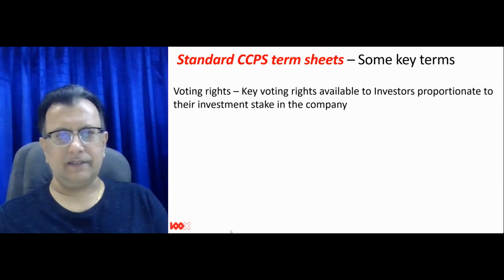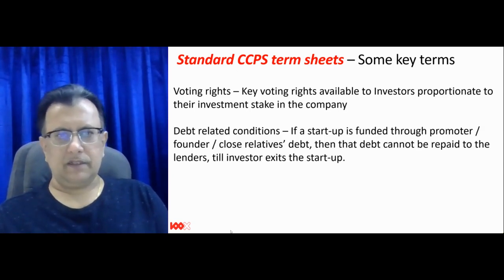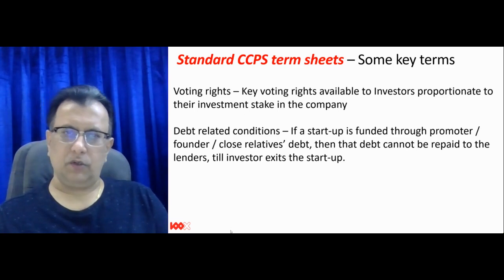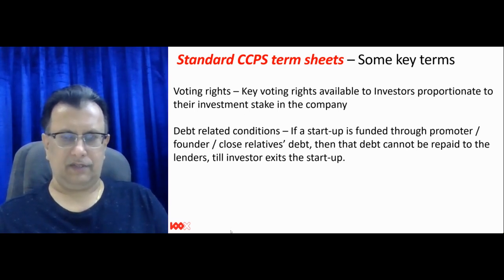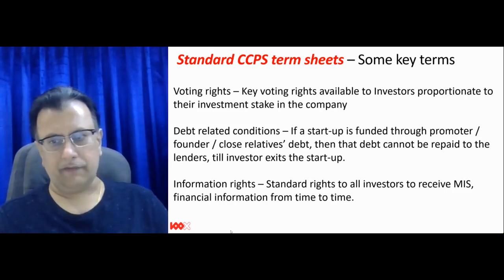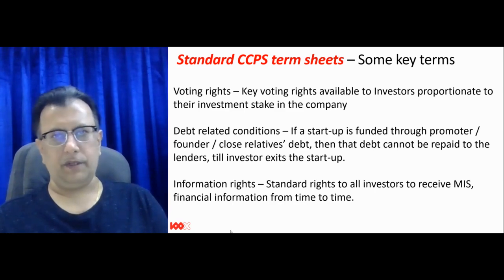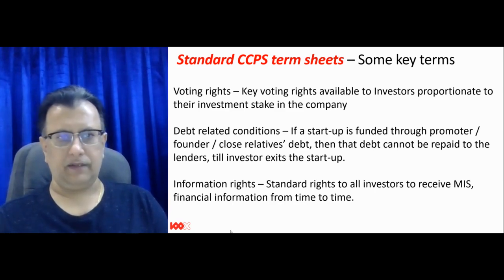And there are voting rights that, by virtue of your having shares, participation in the company's cap table, you actually end up having voting rights. Some investors don't like debt in the startup books, so that is a condition that there should not be any debt, and in case there is any debt, that cannot be repaid till the investor exits the startup. And then there are standard information rights to all the investors to receive information from time to time, audited financial information, quarterly reports, and stuff like that.